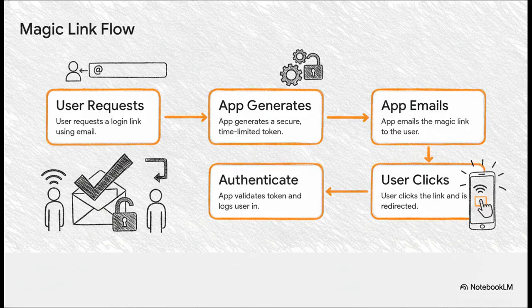Fourth, the user opens their inbox and clicks the link, which instantly redirects their browser back to a specific endpoint on the application. And finally, step 5, the app extracts the token from the URL, hashes it, compares it to what is saved in the database, checks the expiration timestamp, and, if everything matches perfectly, securely authenticates the user.